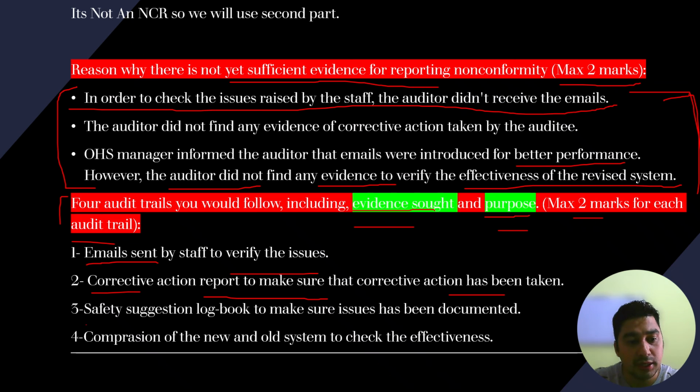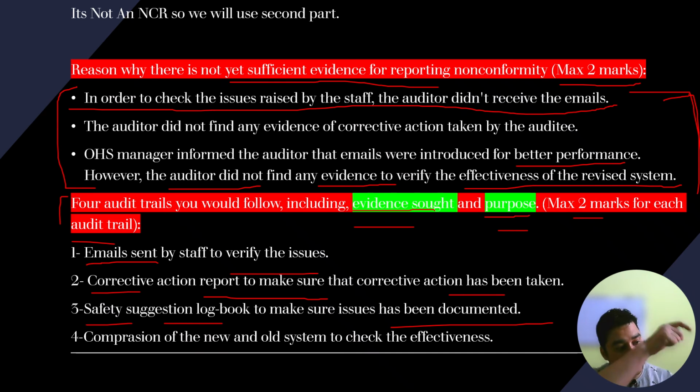Okay. Third one, safety suggestions logbook, to make sure the issues have been documented. Now the staff are sending the suggestions and safety related issues through email, but are we documenting them somewhere? Do we have the register or the logbook to show when it was identified, who raised the issue, when we took the corrective action, who took it, whether it is closed or open, if it is open, when it is going to close, if it is closed, when it was closed? Whether that register and process are there or not, you have to ask.